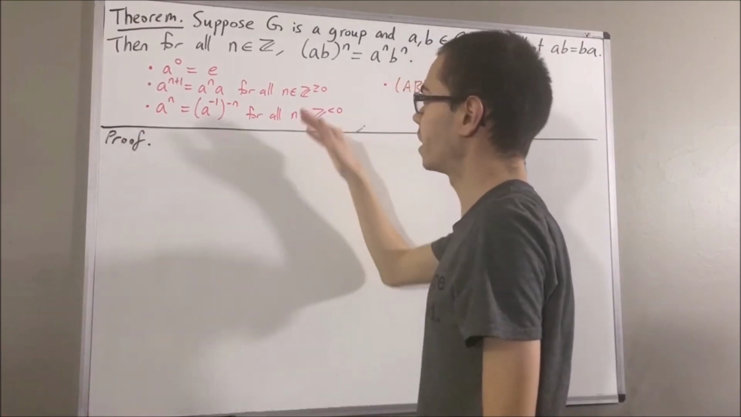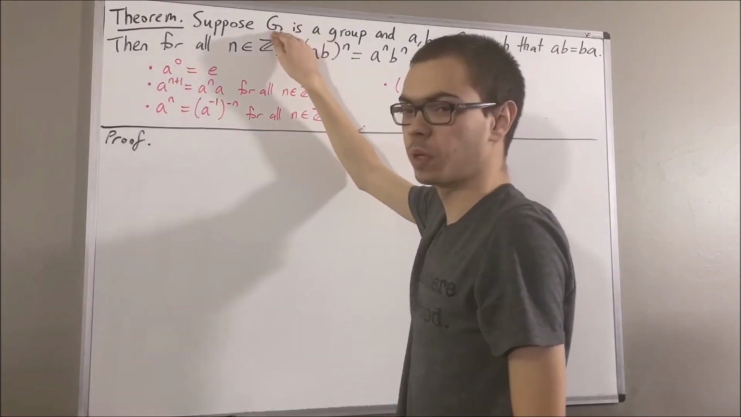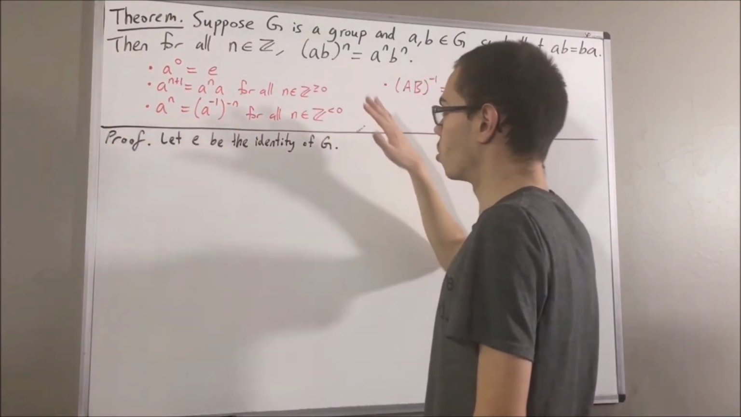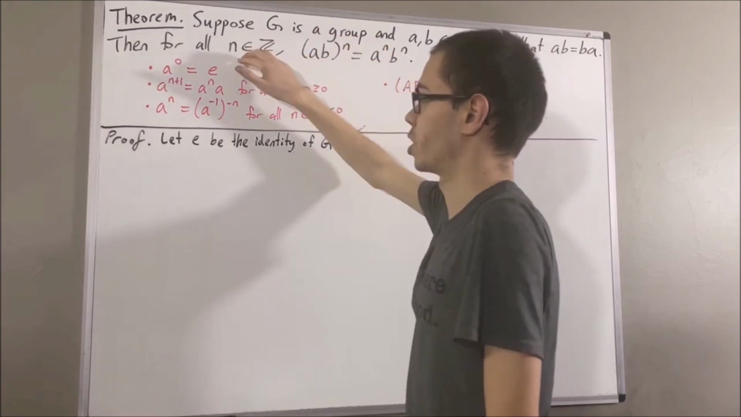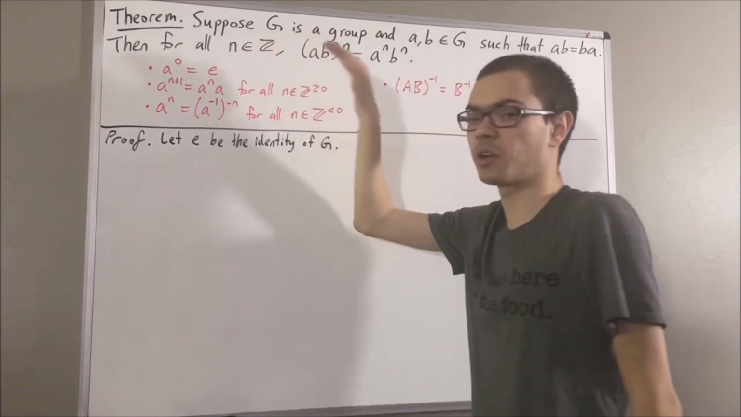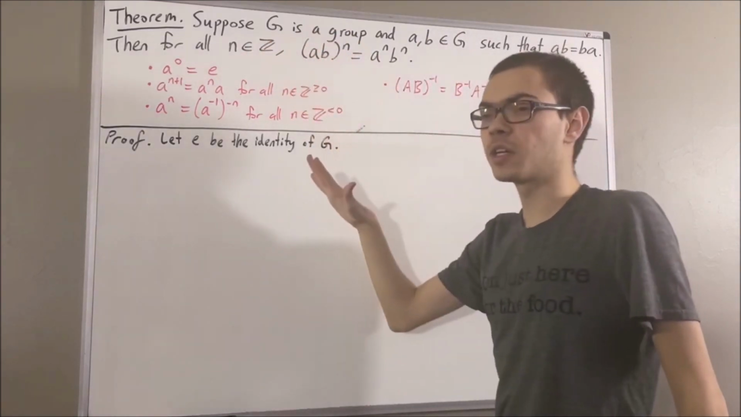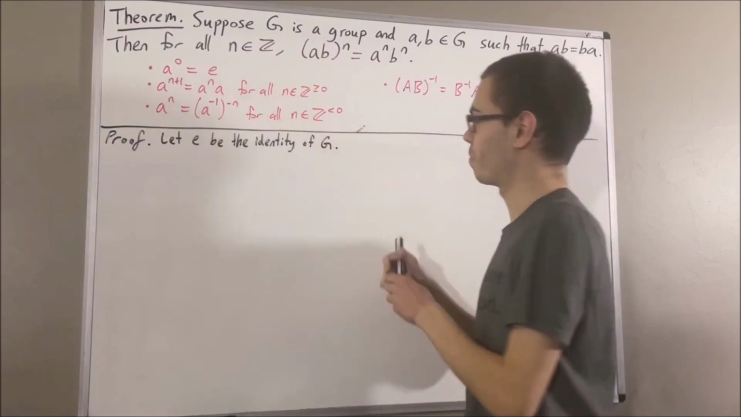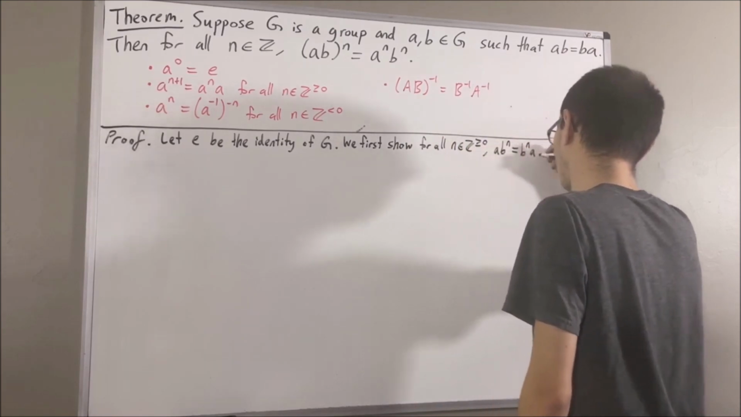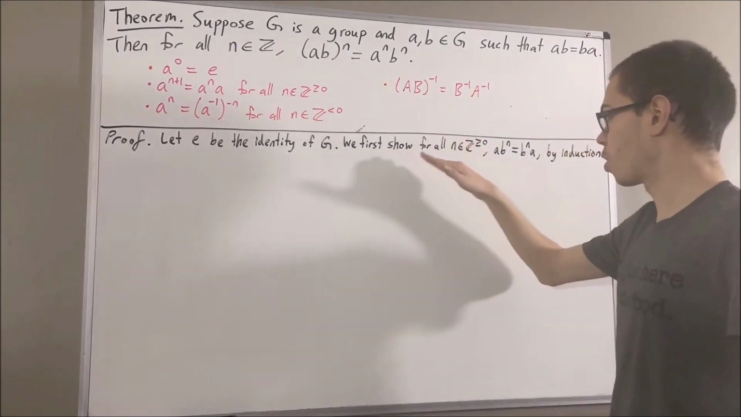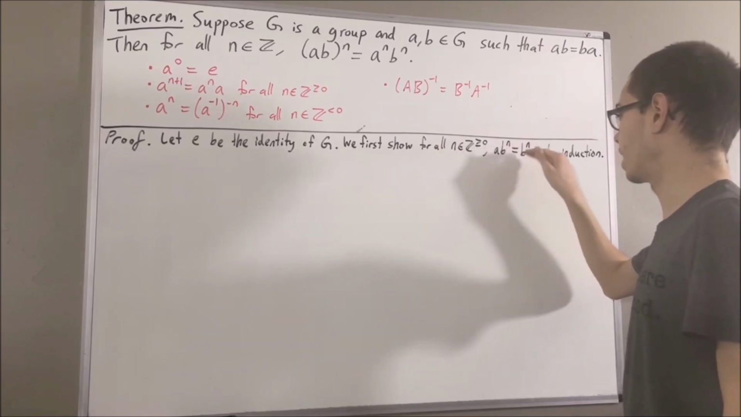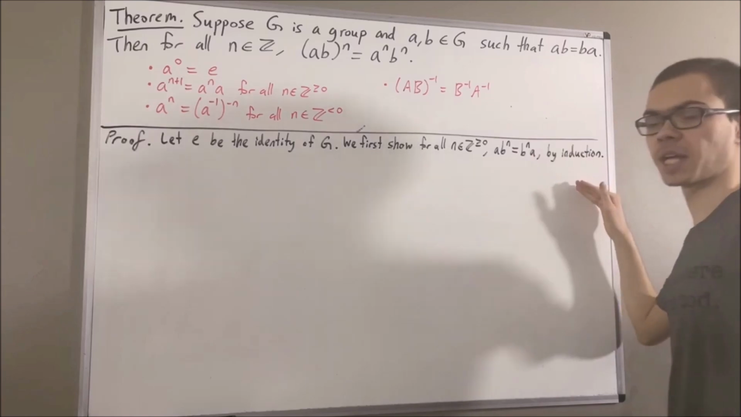Okay, so now let's get into proving this theorem. To start out the proof, let's say that the identity element of our group is e. Now the whole goal is to show that this equality is true for all integers. We're first going to show that this equality is true for all integers greater than or equal to 0. And to show that, we're first going to prove the following claim. We're going to show for all integers n greater than or equal to 0, a(b^n) is equal to (b^n)a. And we're going to show this by induction.